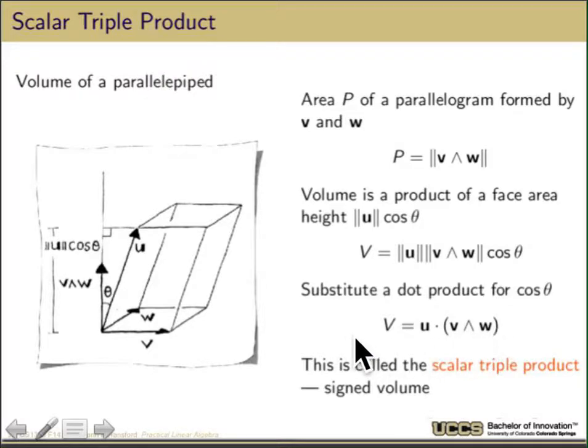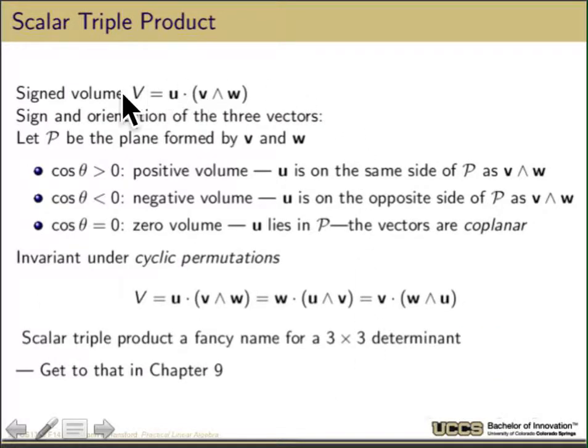And it's actually a signed volume because it's the volume in the right-hand rule. Negative volume would imply that it's in the opposite sign. So given this, the sign and orientation of the three vectors tell us something. If cosine theta is greater than 0, it's a positive volume. U is on the same side in terms of the right-hand rule as V cross W. If it's less than 0, U is on the opposite side of V cross W. And if the volume is exactly equal to 0, then U lies in the plane, and the vectors U, V, and W are called coplanar. So it has 0 volume because it actually lives in a plane. It's just a 2D object in 3D.